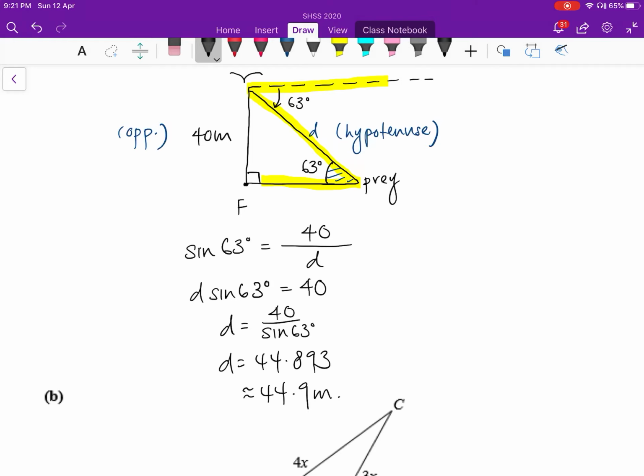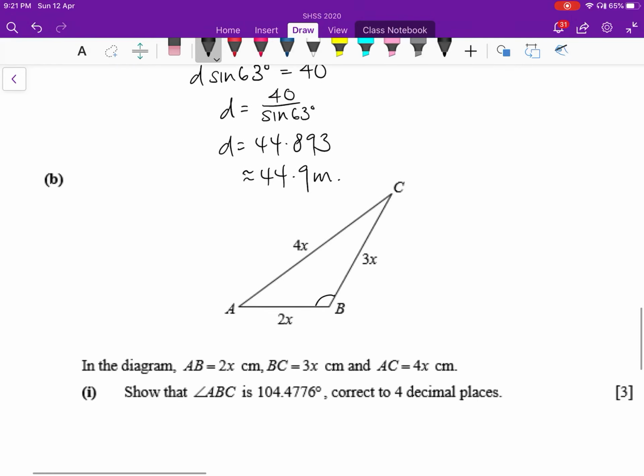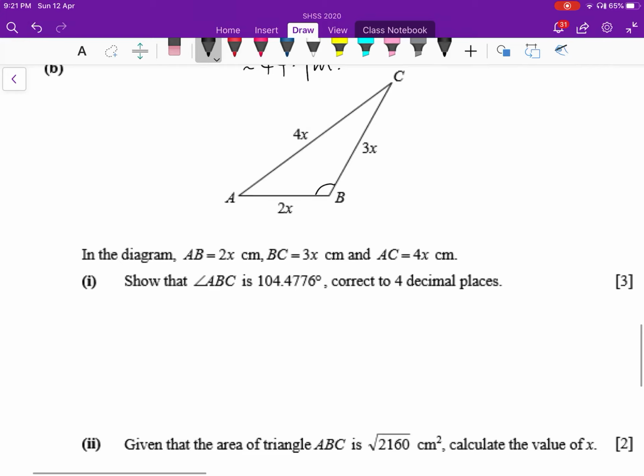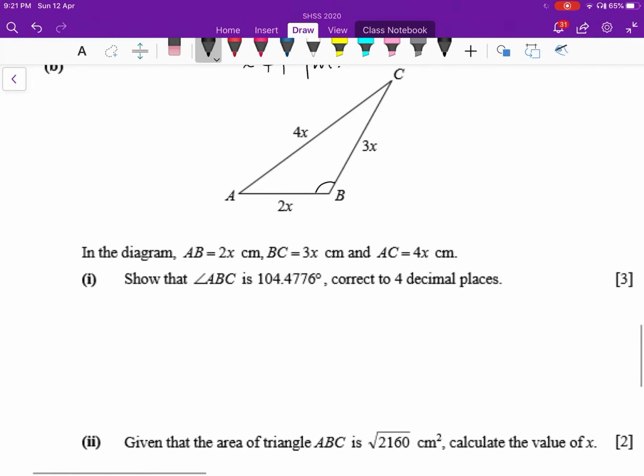Alright, that's it. Now, part B is a completely different question from part A. It has no relation, so that is a brand new question. I have a triangle with three sides, A, B, C, 2x, 3x, 4x. Now, it says, show that angle ABC is 104.4776, which is this angle over here.